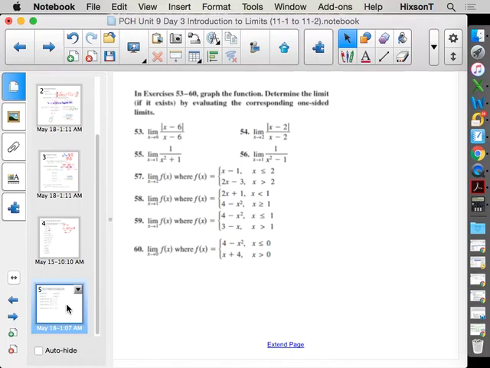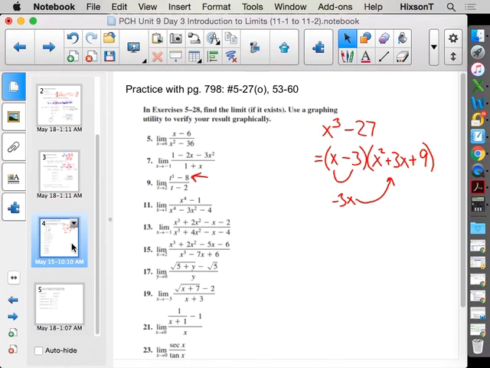53 through 60, it's all calculator. Graph these on your calculator, take a look at the limits. This is a good opportunity to look at these piecewise functions as you're doing the limits of piecewise functions too. Those are good to be able to handle. But this is calculator stuff. It's not directly what we did today, but I just wanted you to get more practice with using your calculator to find your limits with the graph.